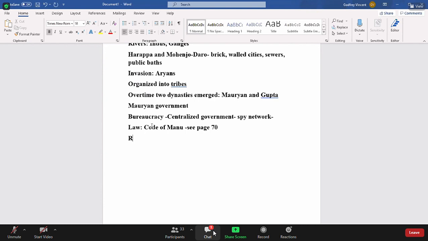What was the religion? They practiced what? They worshipped the Buddha. Practice Buddhism. What else? Hinduism. And right, the religion was polytheistic, right? Many gods and goddesses.